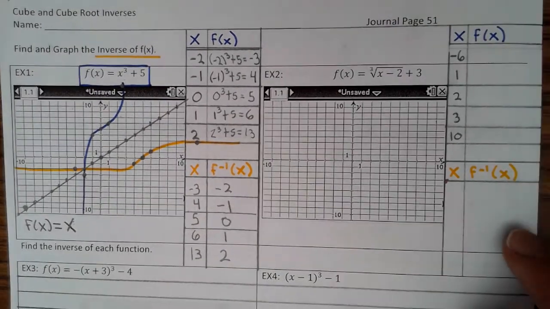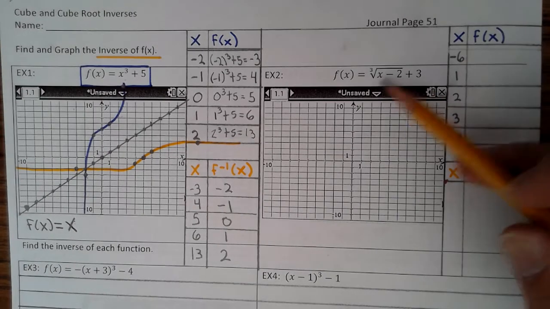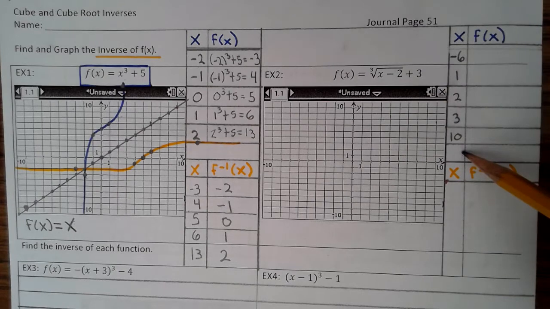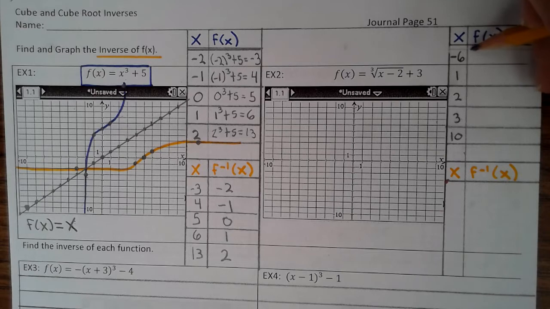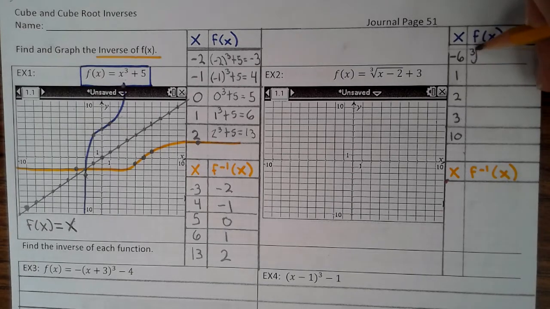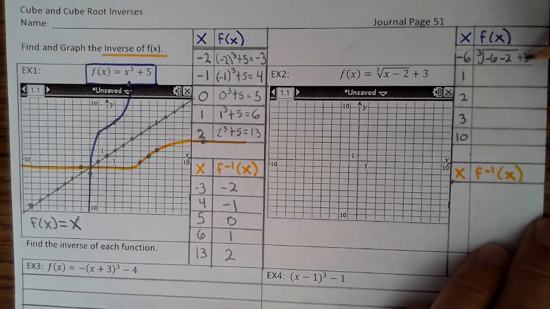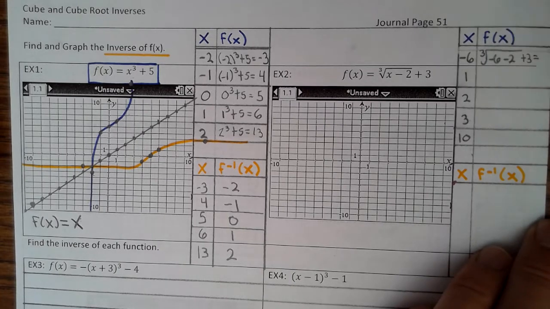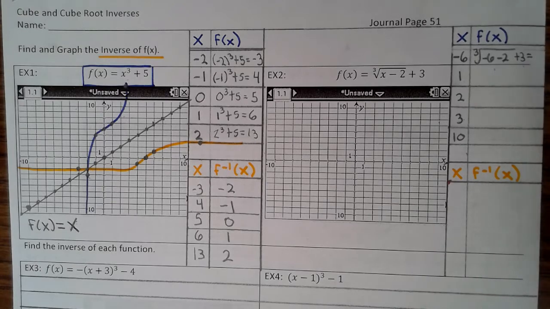All right, let's take a look at example 2. Okay, so now we need to evaluate f of x with different x values. So let's use -6, 1, 2, 3, and 10. Okay, so that's the cube root of -6 minus 2 plus 3. Okay, well, that's -8. The cube root of -8 is -2 plus 3 is 1.